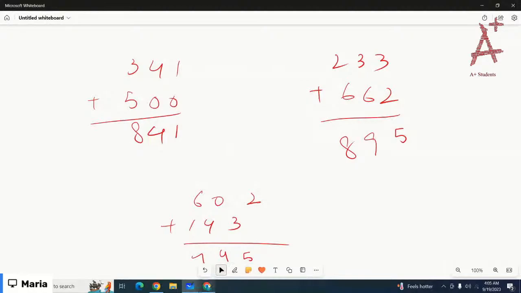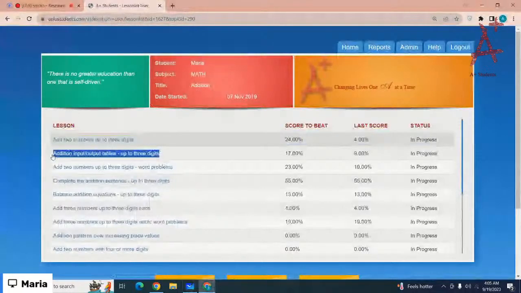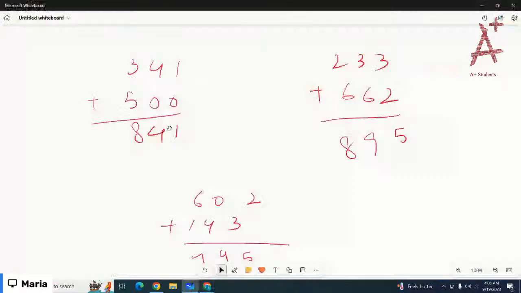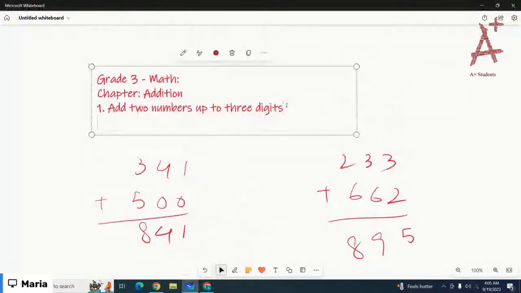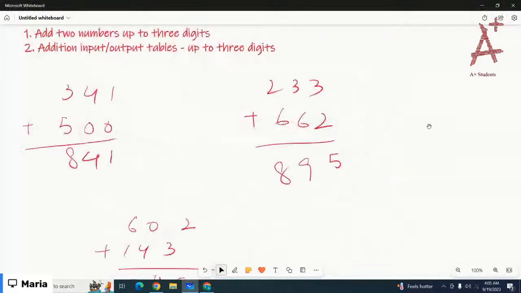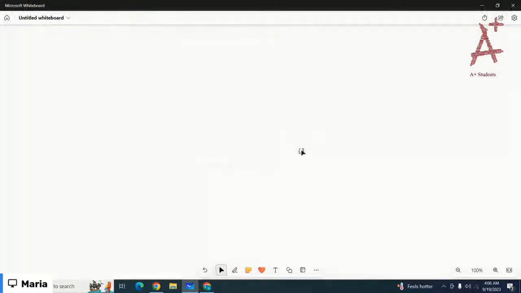Let's see the next lesson, which is addition input output tables up to 3 digits, right? So how do we handle input output tables for 3-digit numbers? Let's see how we work on the input output tables. Let's start with the examples.